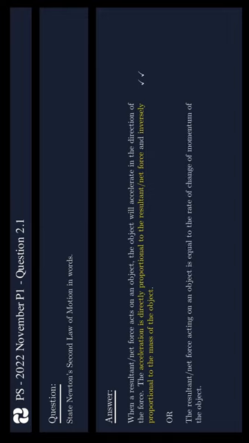The second definition, which is also acceptable in the test, is the resultant or net force acting on an object is equal to the rate of change of momentum of the object. Two marks or none will be allocated for the answer.